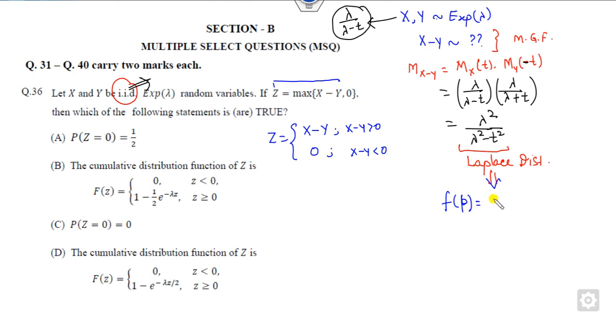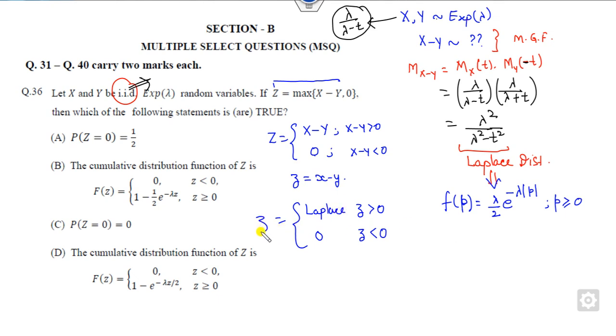The PDF of this is lambda by 2 e raised to power minus of p, where p is a random variable. Now if I consider small z is nothing but my x minus y, so what will happen? Either z is greater than 0 or z is less than 0. When it's less than 0, it's a 0, and this follows the Laplace distribution. That's the meaning of this. So what is the f of z? This is lambda by 2 e raised to power, and when it's positive, it holds provided this.